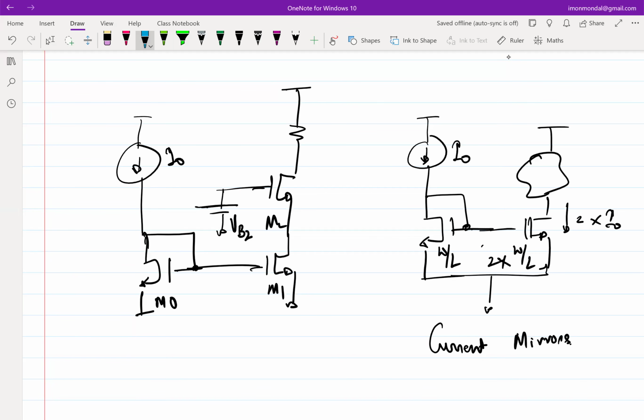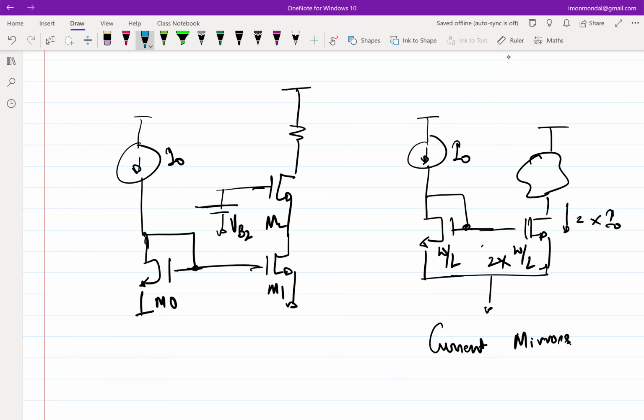This configuration would have been enough had there been no effect of channel length modulation. Because till 2 classes back, we had been saying that the current in saturation is only dependent on VGS, right? It's not dependent on VDS. The drain to source voltage does not have any impact on the transistor current when the transistor is biased in saturation. That's what the entire premise has been.